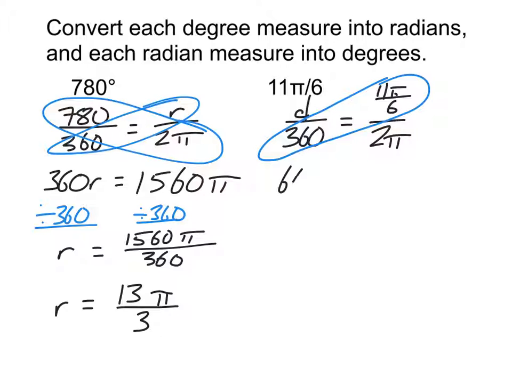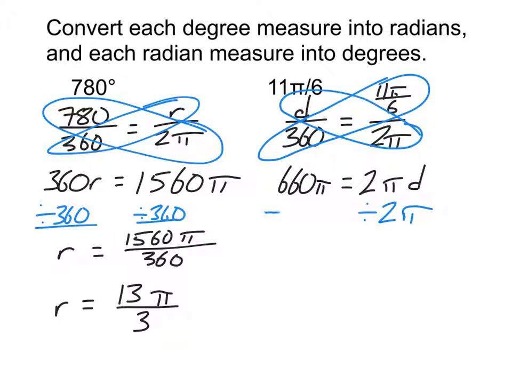And that gives us 660 pi equals, then I cross multiply the other way, so I'm going to do the d times 2 pi. I'll call that 2 pi d. And then I need to solve this for d now. So in order to solve this for d, I'm going to divide both sides by 2 pi. And when we do that, 660 divided by 2 gives me 330. And the pi divided by pi, those cancel each other out. And so it's just 330 on the left-hand side, and that will equal d. Therefore, my answer is 330 degrees.